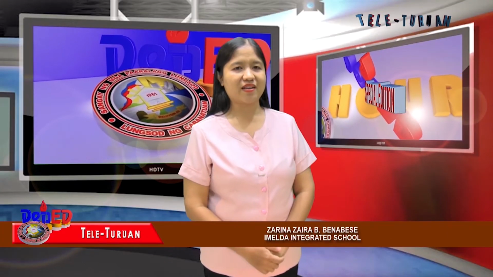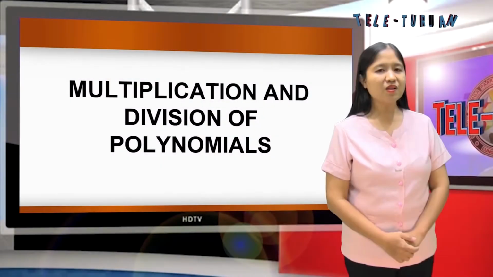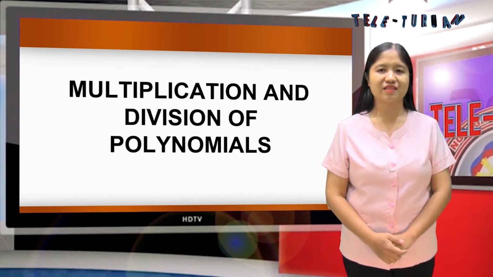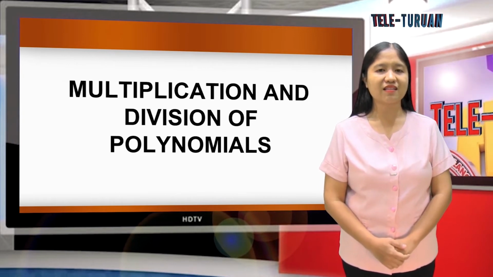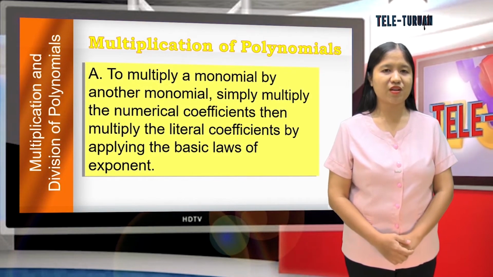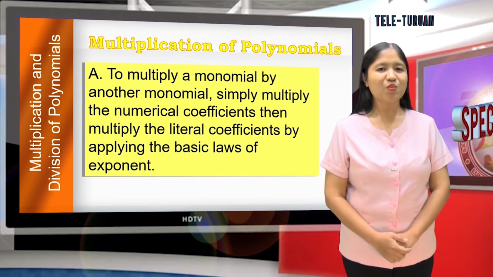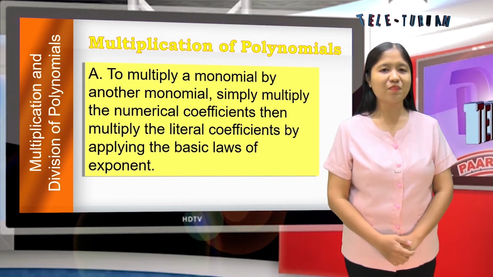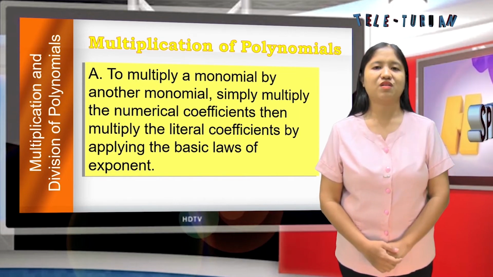Welcome back in Tele-Turuan. Are you ready to learn about multiplication and division of polynomials? Multiplying and dividing polynomials is different from adding and subtracting polynomials because we consider not only the numerical coefficient but also the literal coefficients. Let us now study the multiplication of polynomials. There are several ways in multiplying polynomials. Letter A, to multiply a monomial by another monomial, simply multiply the numerical coefficient, then multiply the literal coefficients by applying the basic law of exponent.